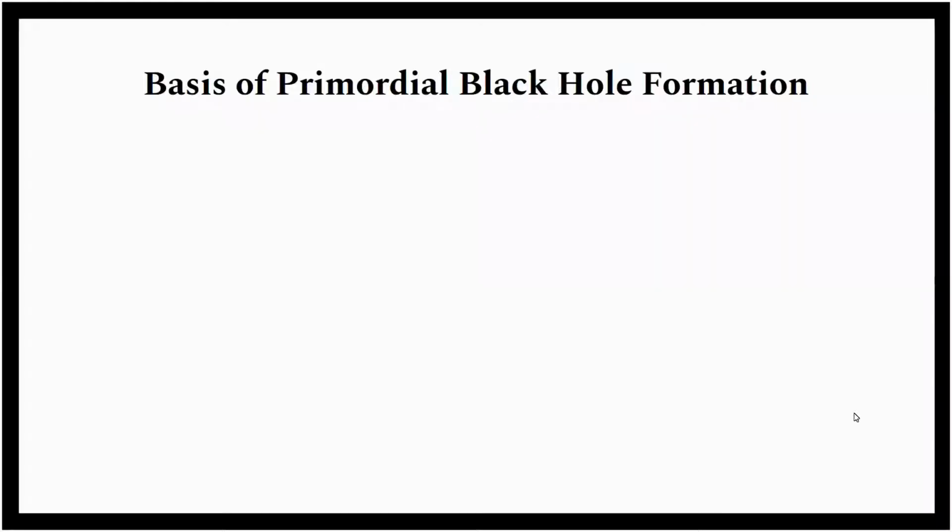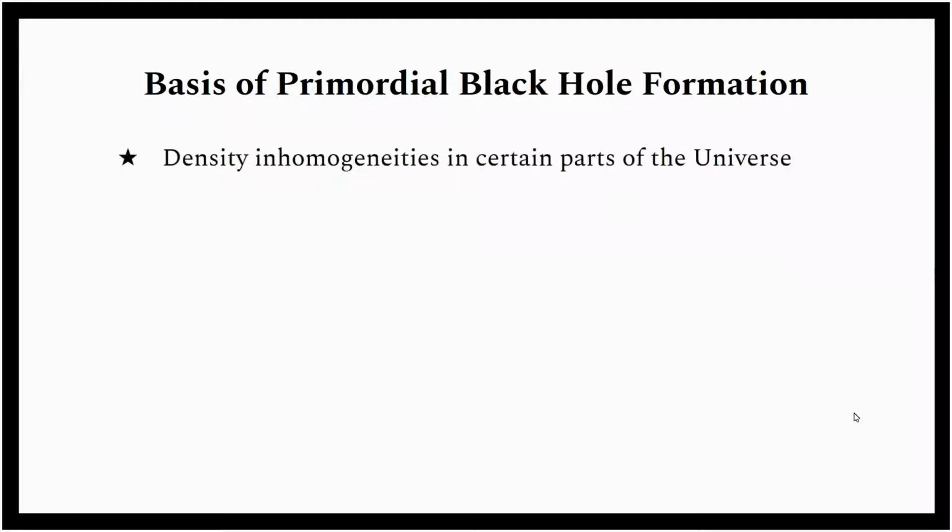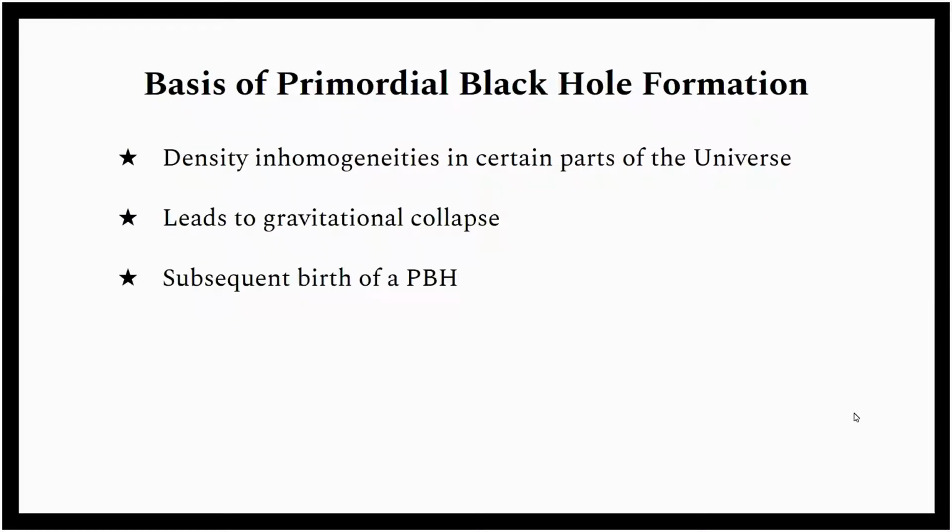So the absolute basis of primordial black hole formation is basically density inhomogeneities in certain parts of the universe. I'll explain what that means in more detail in a bit. In a way, it means that there are areas where the density tends to clump together, and this basically leads to a gravitational collapse. And once that happens, you have a primordial black hole. So that's what we think is the basic idea of their formation.